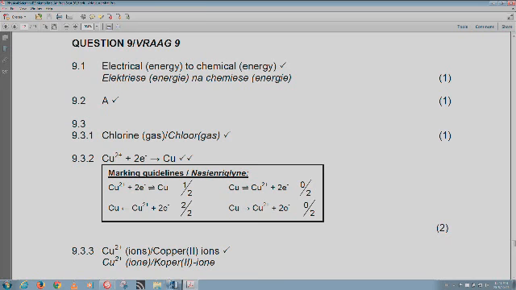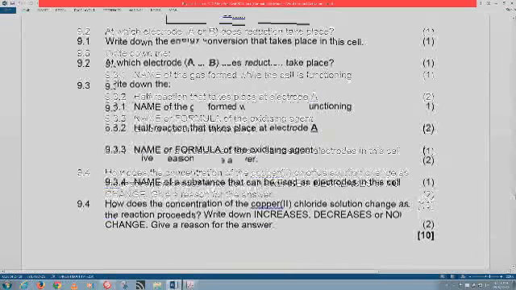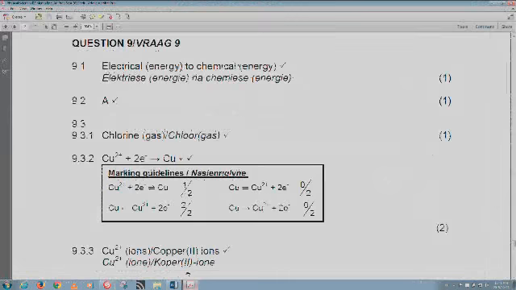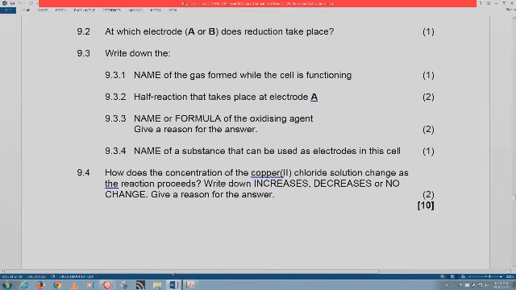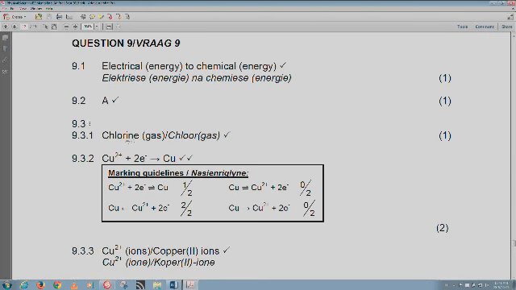And then 9.2 there. At which electrode, A or B, does reduction take place? Now the correct answer there for 9.2, it is at A for 1 mark. And then write down the name of the gas formed while the cell is functioning. The question is name in capital letters. So for 9.3.1, the learner must say chlorine gas.